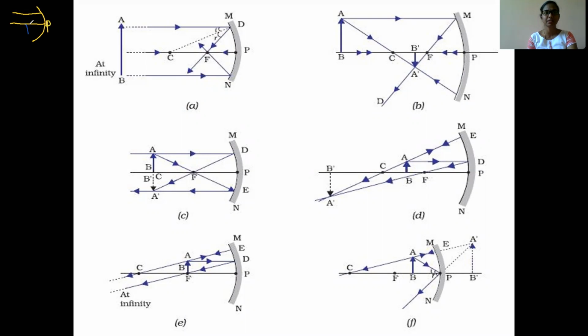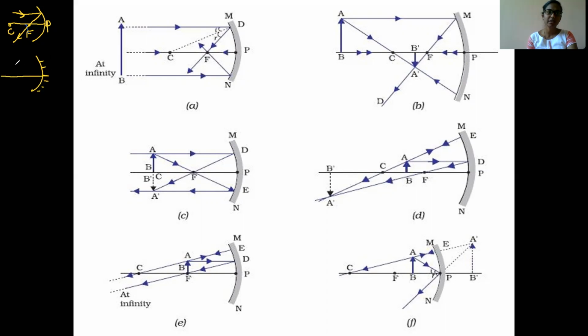This is the principal axis, P, the focus, and the center of curvature. When a ray is coming parallel to the principal axis, after reflection it will pass through the focus. This is the first ray rule. And the second ray rule is when the ray is coming through the focus.